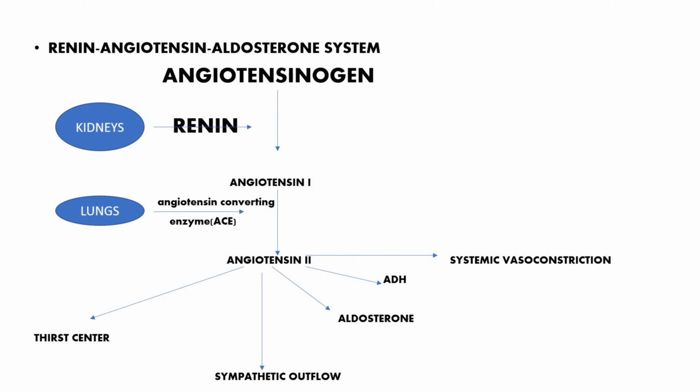Angiotensin 1 is converted to angiotensin 2 in the epithelium of the lungs. Angiotensin 2 in turn causes vasoconstriction, release of aldosterone, which causes reabsorption of sodium and water, release of antidiuretic hormone, stimulates thirst center, and stimulates sympathetic outflow.